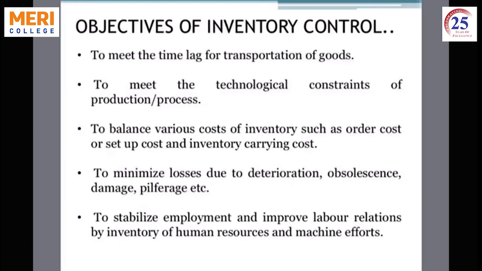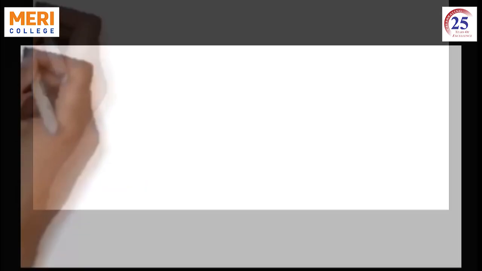So there are n number of objectives that is why organizations move towards the inventory control system, proper and appropriate inventory control systems. Now we'll understand and conclude these objectives of the inventory control system with the help of a small video. Have a look.